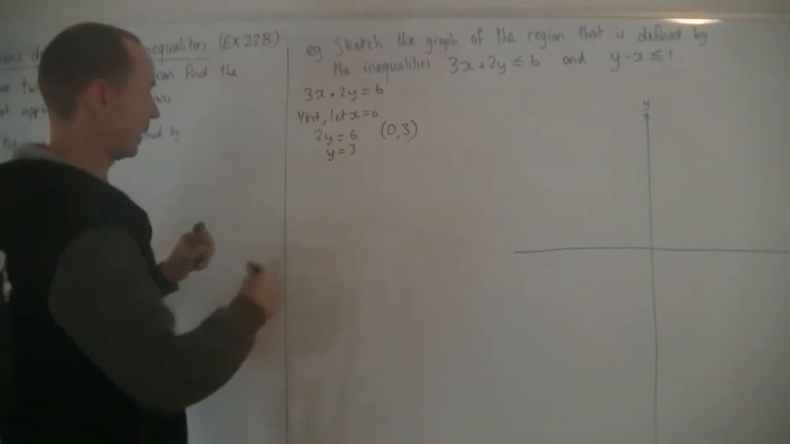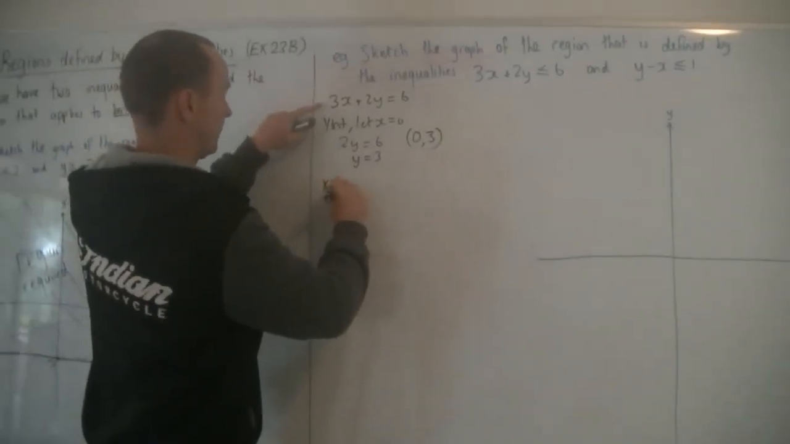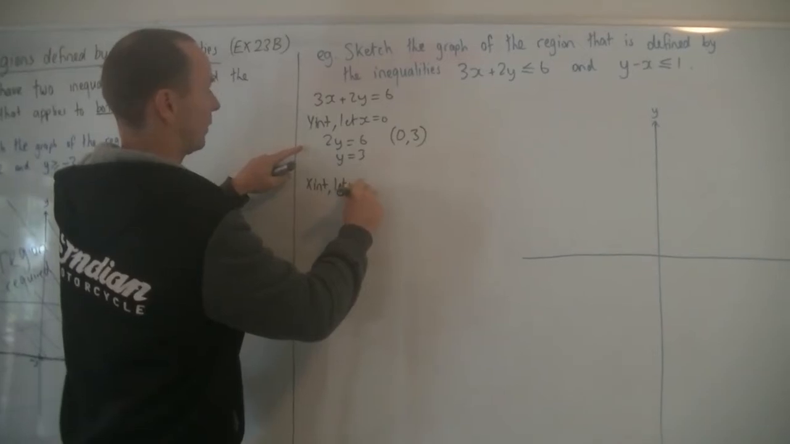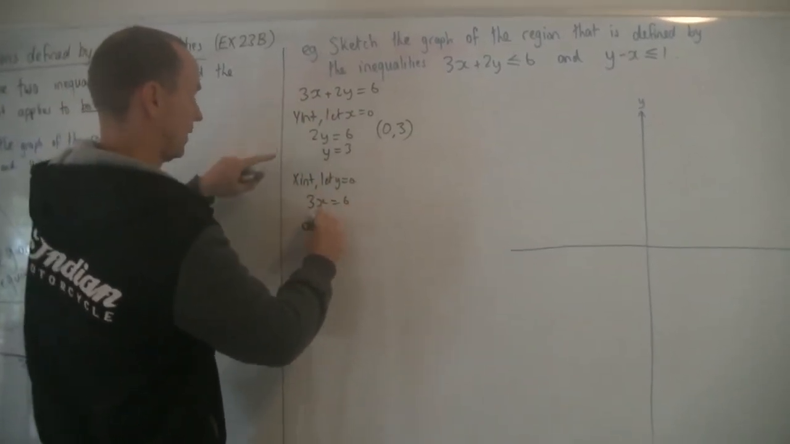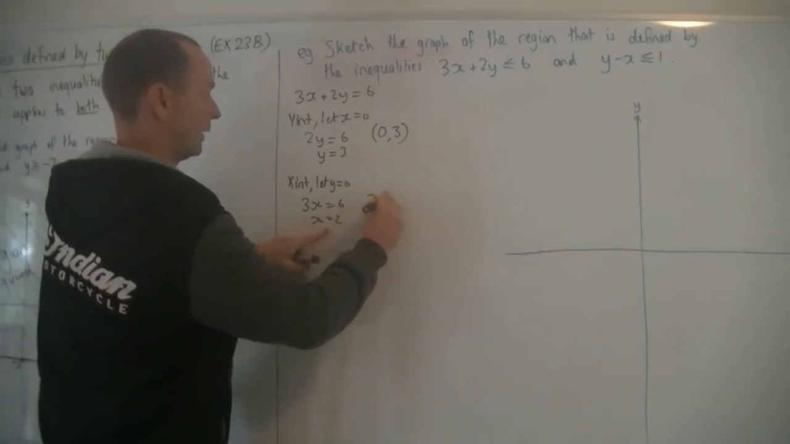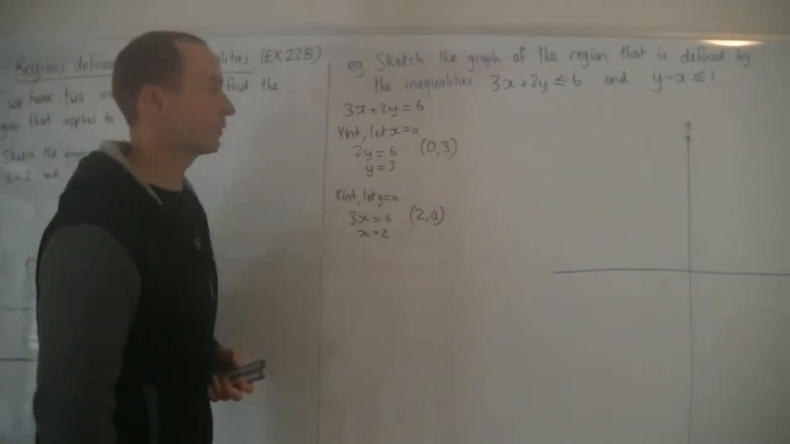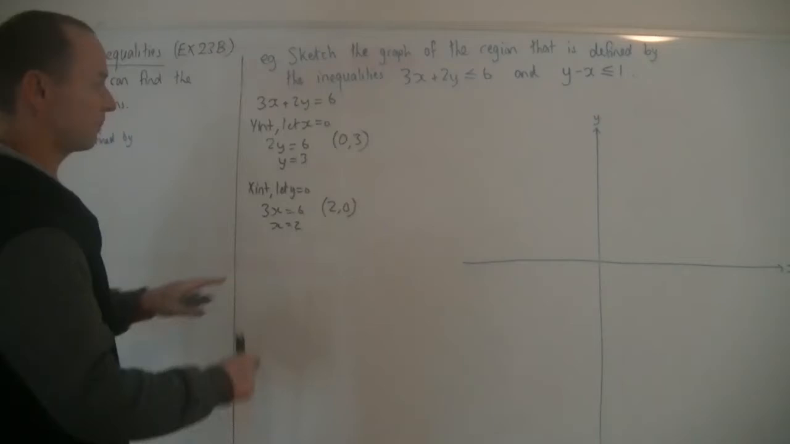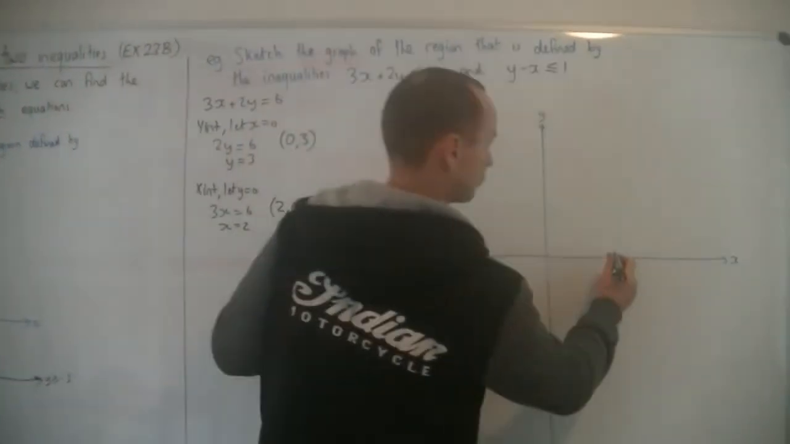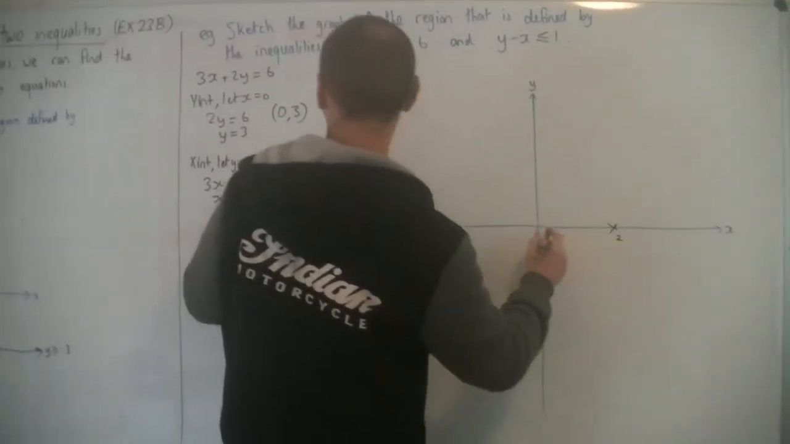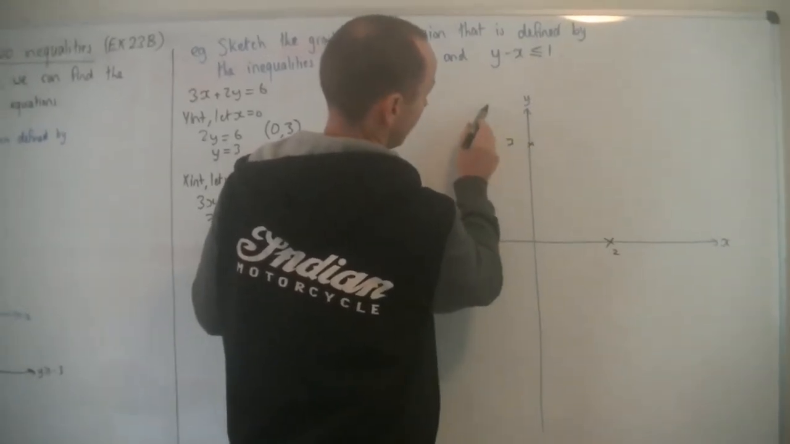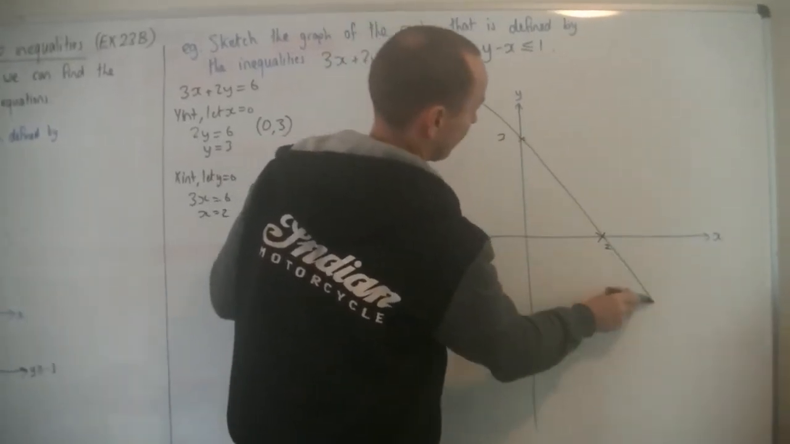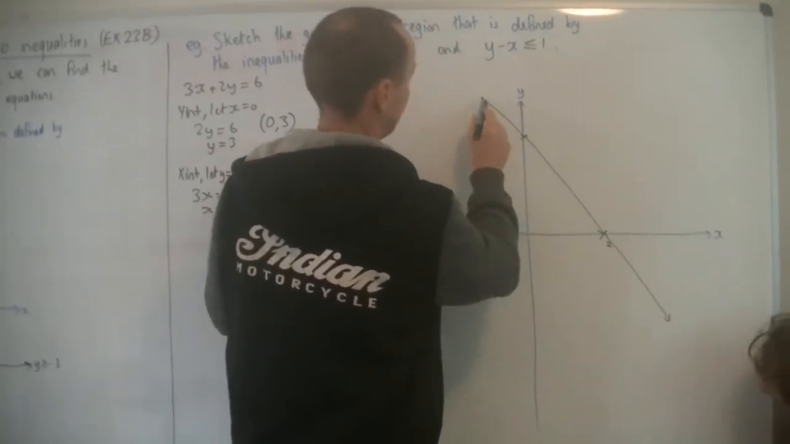Then you do the second one. X-intercept, let y equal 0. So we get 3x equals 6, x equals 2, so my point is (2, 0). Great. I can plot these points while I'm here. So we've got (2, 0), and we've got (0, 3), which is up there. And I'll draw that there.